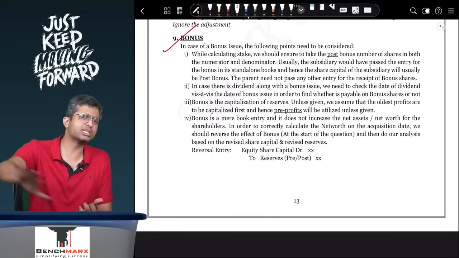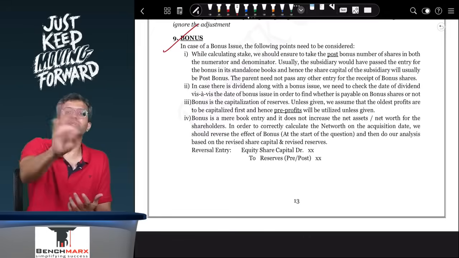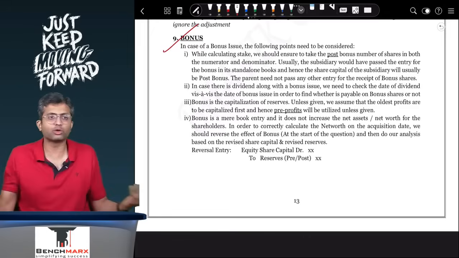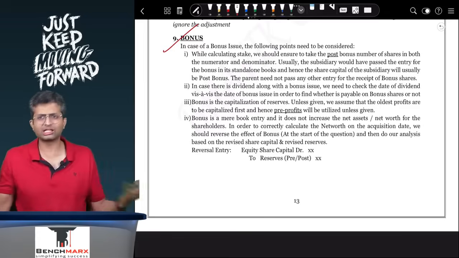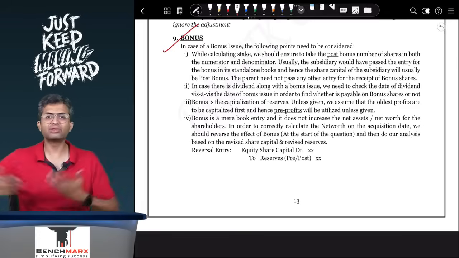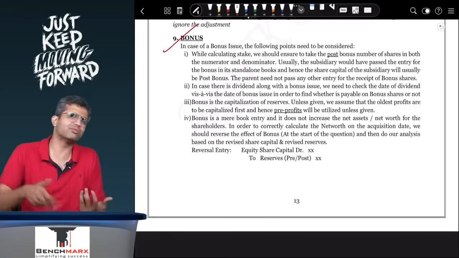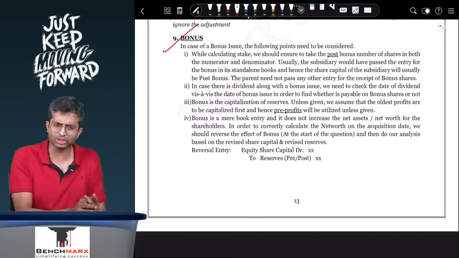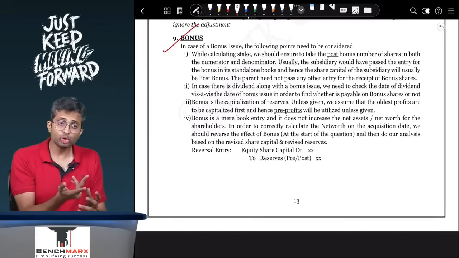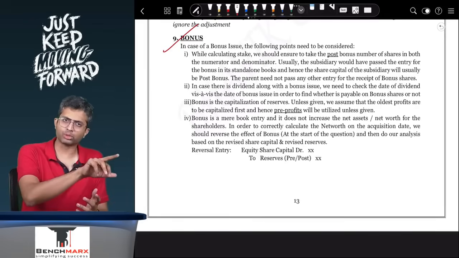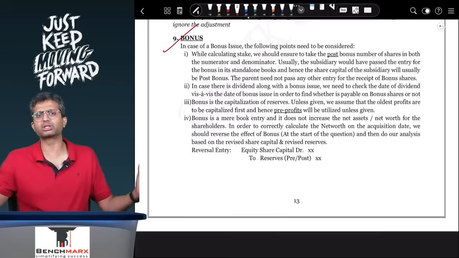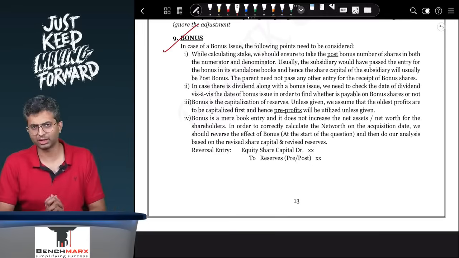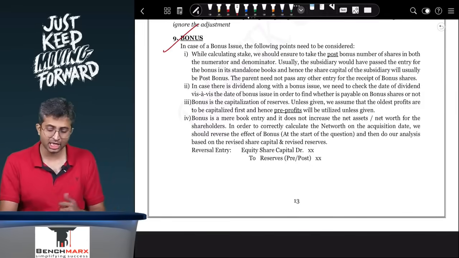Or on a simplistic basis, if you don't want to do that, you just reverse the entry for bonus. You nullify the effect of bonus, because bonus, to be honest, is a nullity in the books of the subsidiary. If there's a bonus, it is just a book entry. So if you reverse the effect of bonus, you say forget the fact that bonus happened. In which case, you find the share capital before bonus, you find the reserves before bonus, and do the working in the usual manner. Your answers will tie up, just in case, in the rarest of rare cases, bonus were to land up.